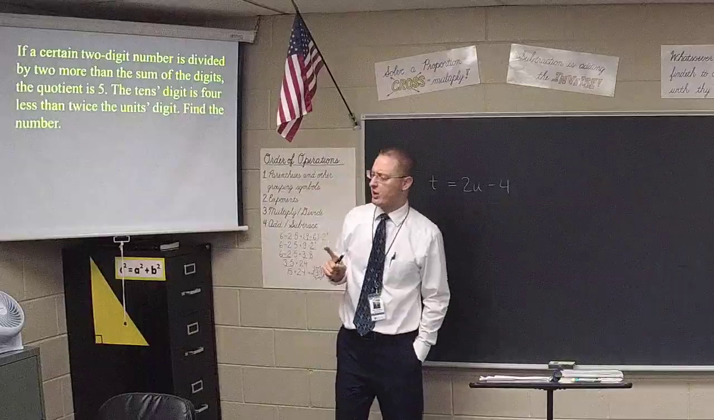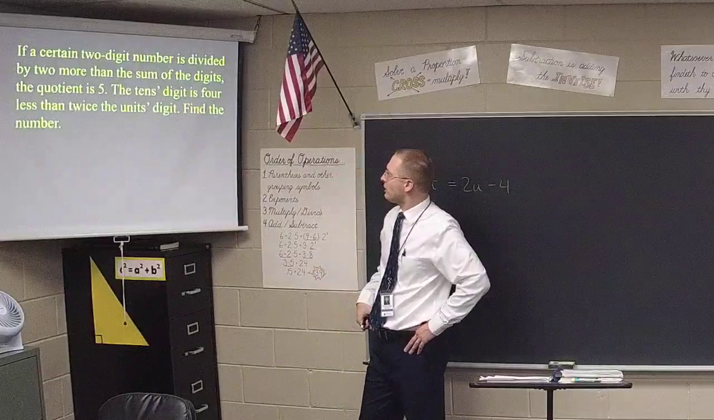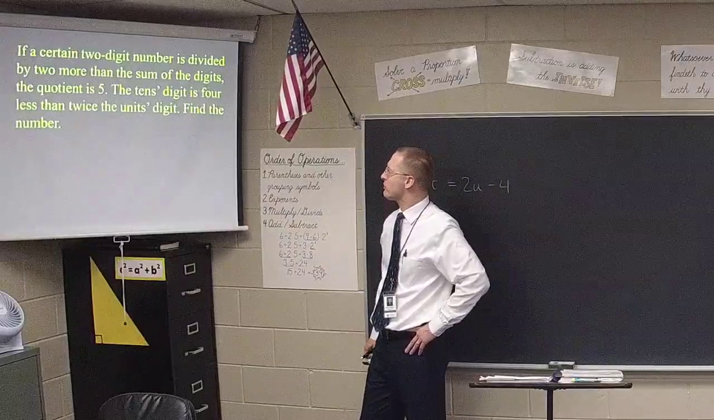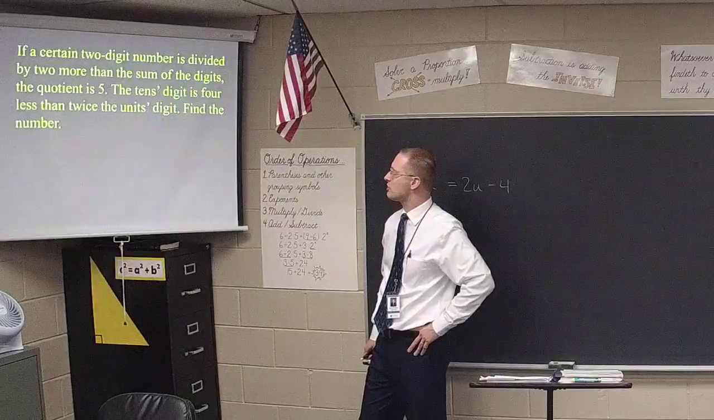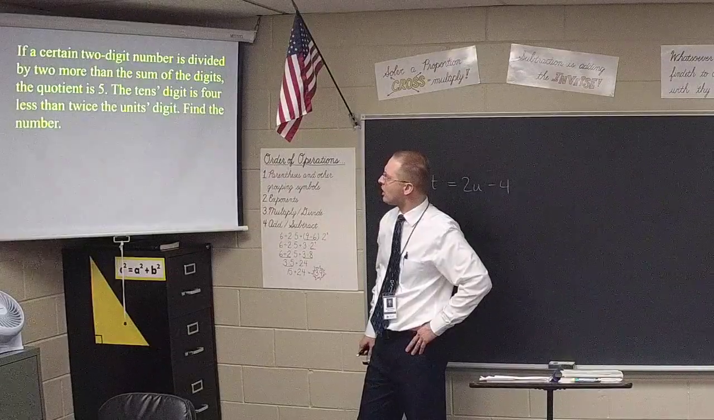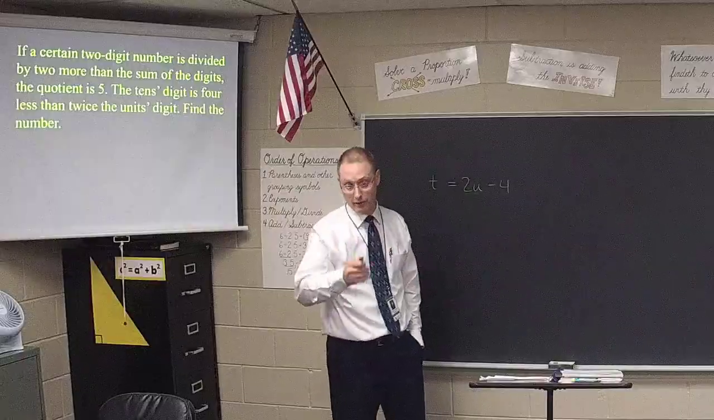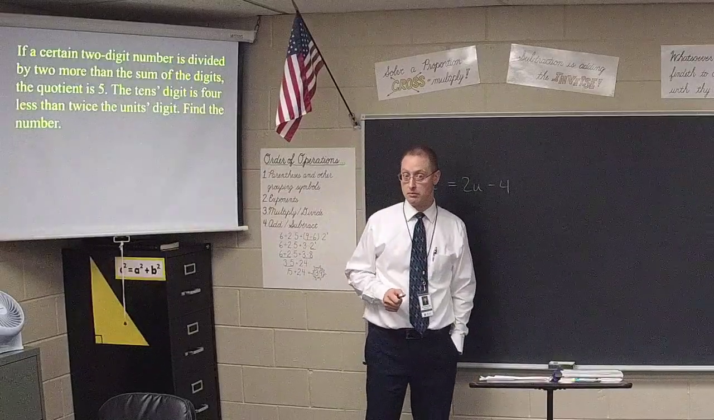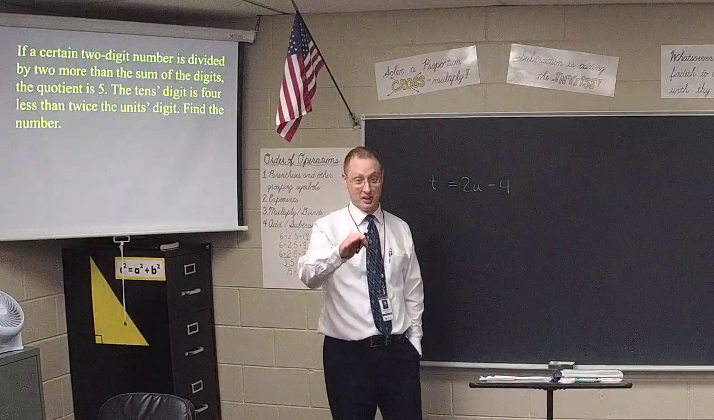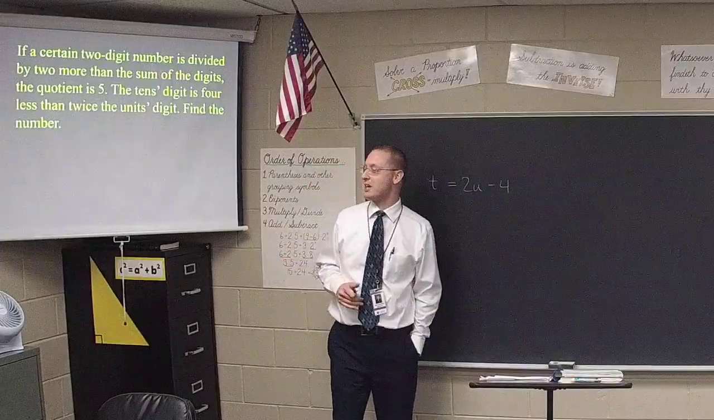But that first equation, if a certain two-digit number is divided by 2 more than the sum of the digits, the quotient is 5. A certain two-digit number. Well, how have we been representing a two-digit number, Noah? All right, so put it all together now. 10t plus u, that's how we're representing our number.